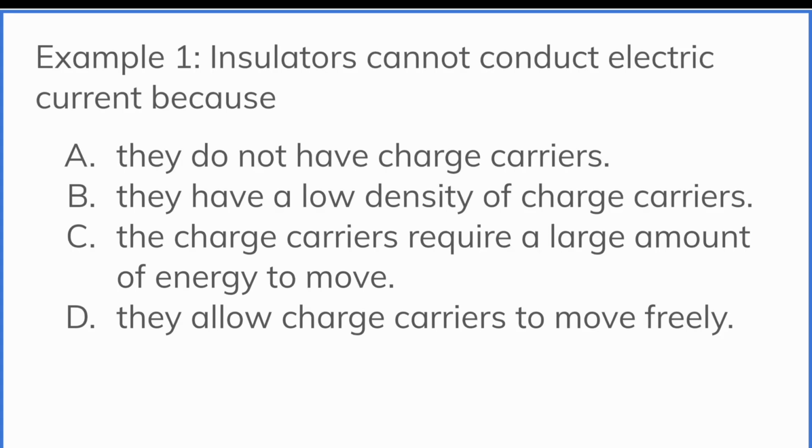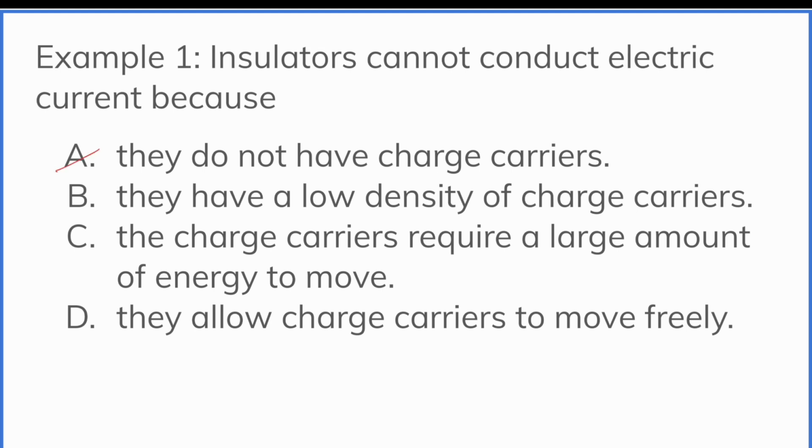Example 1, insulators cannot conduct electric current because A, they do not have electric charge carriers, B, they have a low density of charge carriers, C, the charge carriers require a large amount of energy to move, or D, they allow charge carriers to move freely. So we can start eliminating some of these answers.